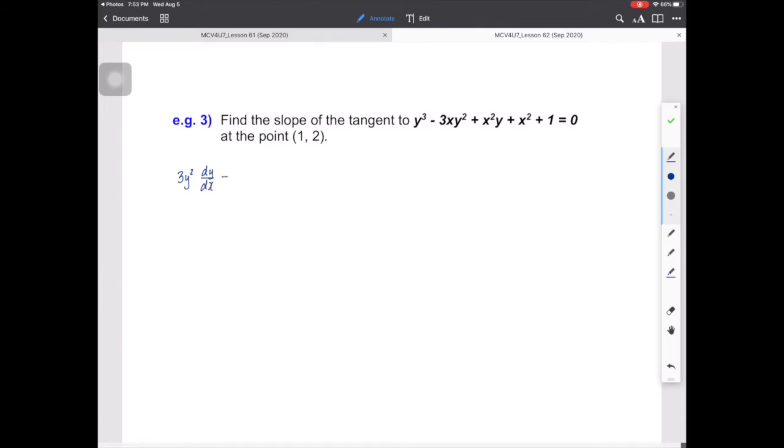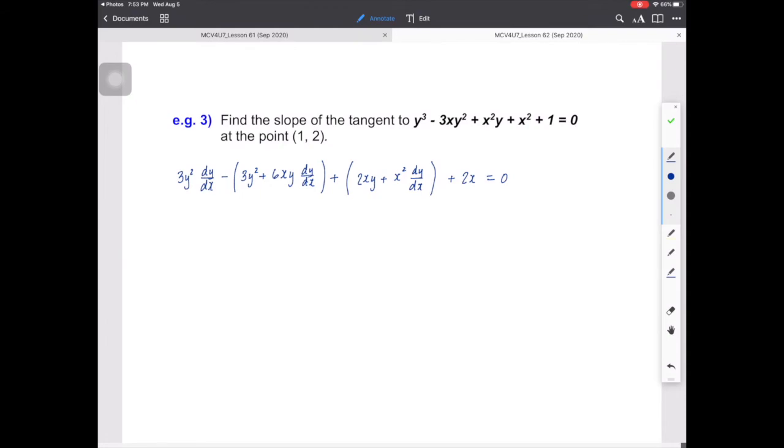minus 3xy squared. I need to use the product rule. This gives me 3y squared plus derivative of y squared is 2y, so 6xy dy by dx, plus x squared y, using product rule again. I have 2xy plus x squared dy by dx. And then we have plus x squared, so that's 2x equals 0.